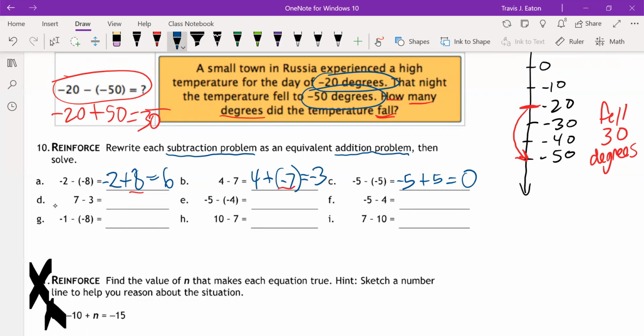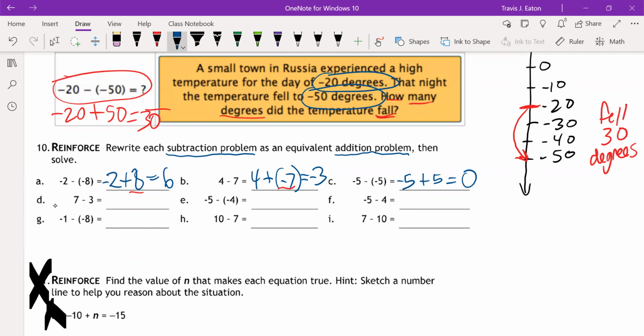No, it's not. Yes, it is. It's 0. Wait a minute. What were you thinking, Mr. Eaton? I don't know what I was thinking. It's late. Negative 5 plus the opposite of negative 5. Yeah, that's 0. Jeez. I must have been thinking of another question.